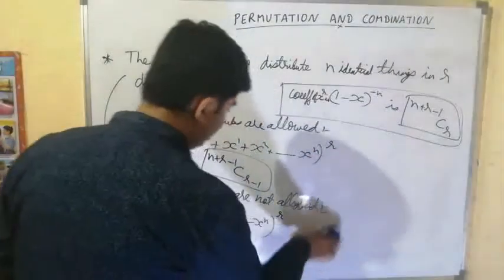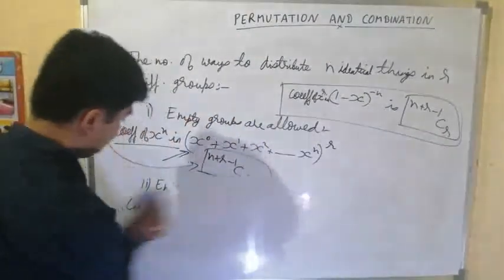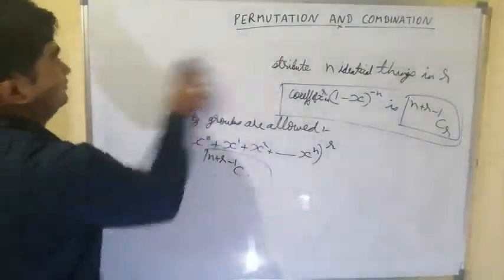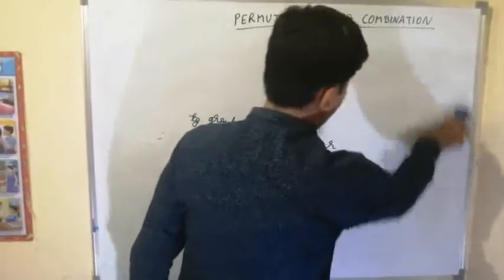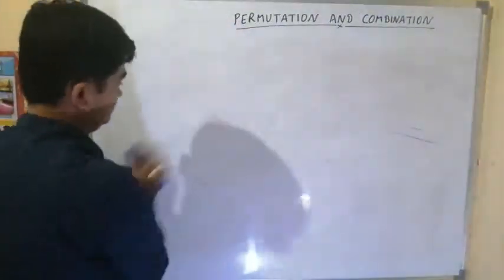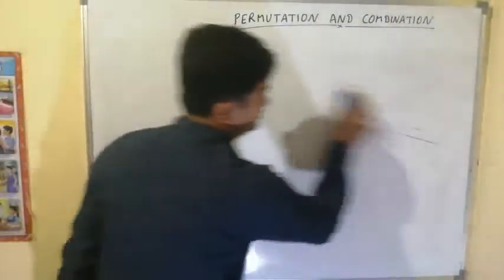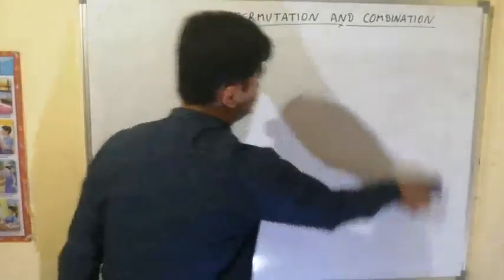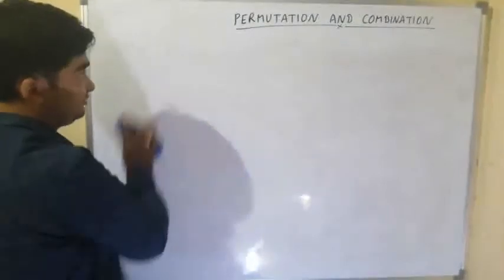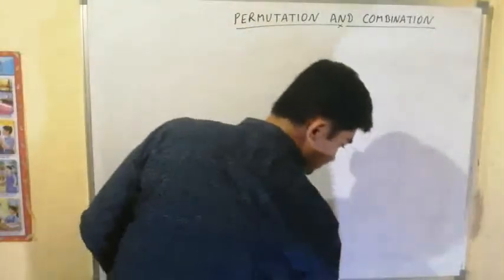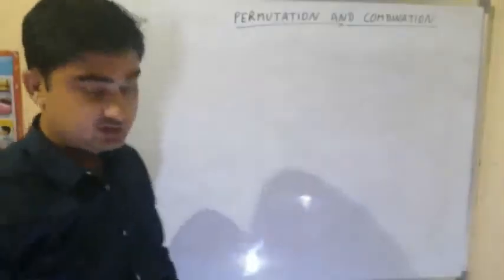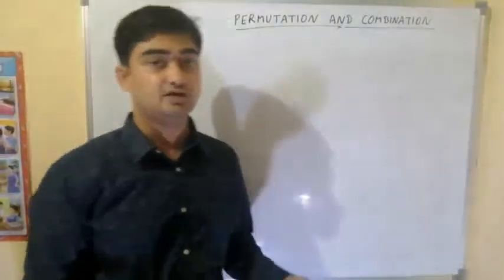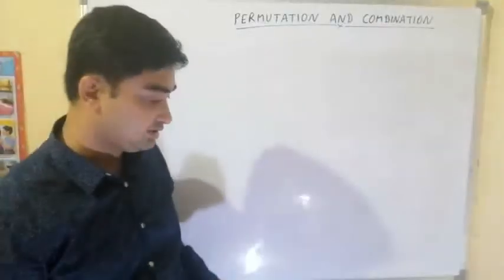Now we'll do some problems. We'll take maybe 15 to 20 minutes more to complete this session. Then I will upload the exercise, and this finishes the theory part of the chapter permutation and combination. Now you have to try the problems, and you can ask the doubts.